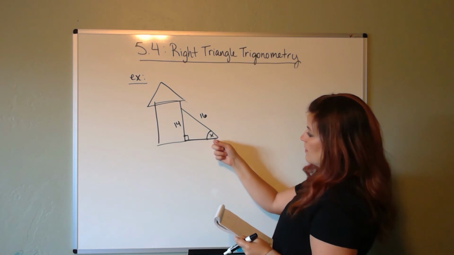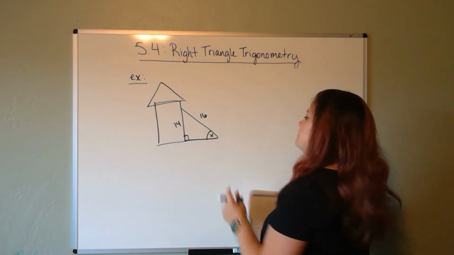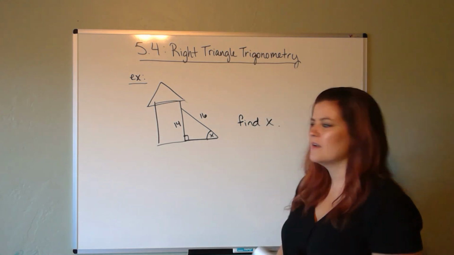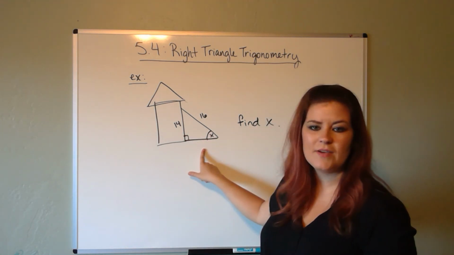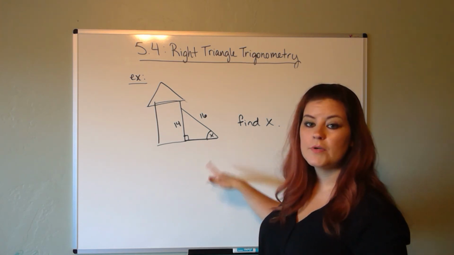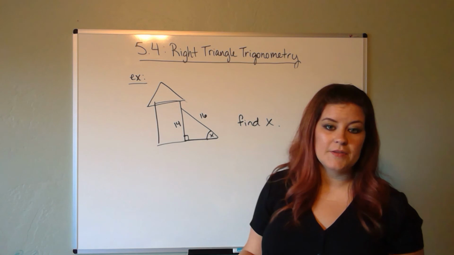Okay, so my goal is to find X. Now, what would be something easy to find? Oh, I have 14, 16. I could easily find this side with the Pythagorean theorem. We don't care about this side. It's not important because it didn't ask for it, so I'm not even going to worry about that side.